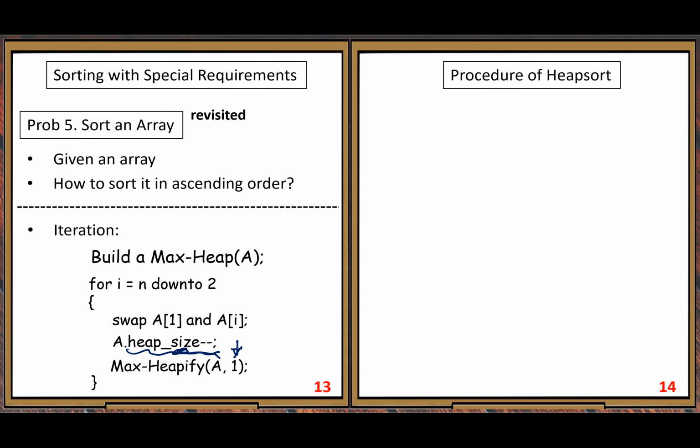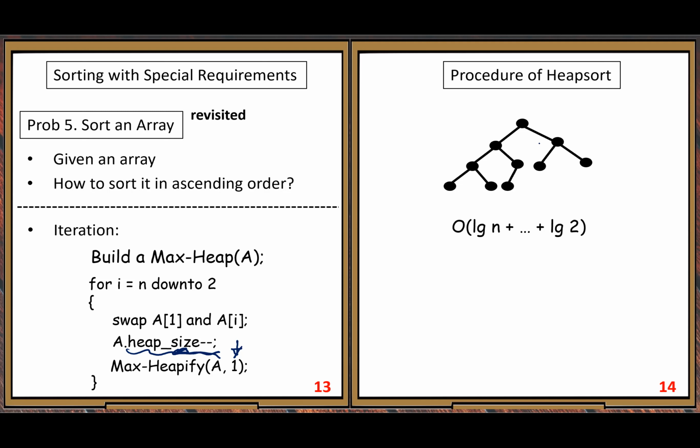The question is, what is the total cost? If the total cost is too high, then it's not a good one, it's a bad one. But the cost, you will see, is not very high. So let's look at the total cost. This is the representation of total cost.